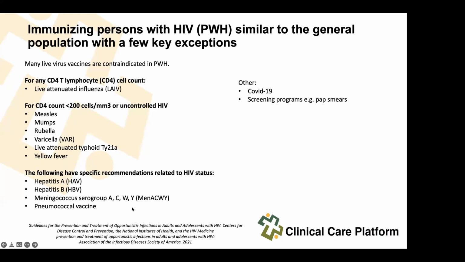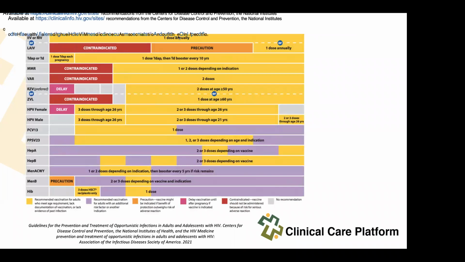And these ones are generally recommended: hepatitis A, B, meningococcus, pneumococcal vaccine, very, very important in preventing pneumonias and meningitis as well. And then COVID-19 is recommended in HIV, and don't forget other screening programs, for example, your pap smears, which can prevent HPV-associated problems as well.